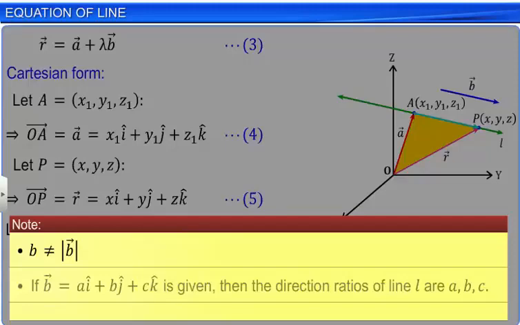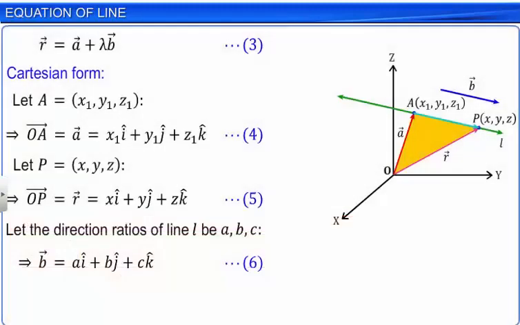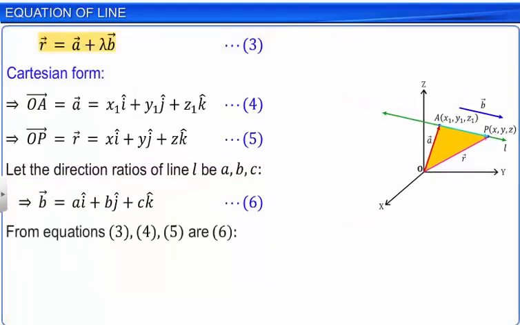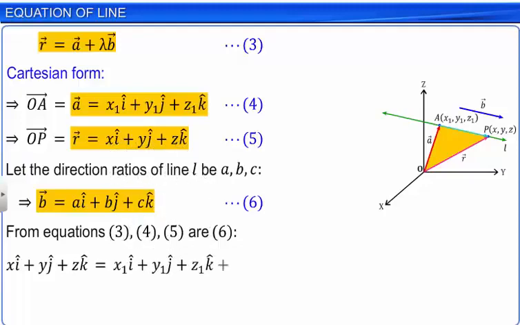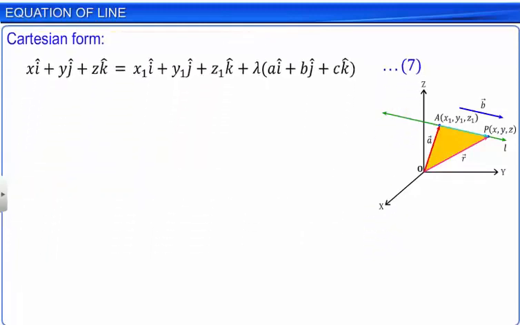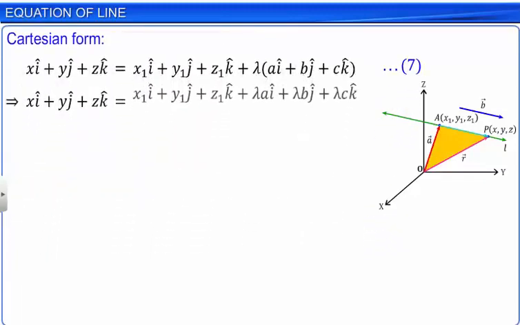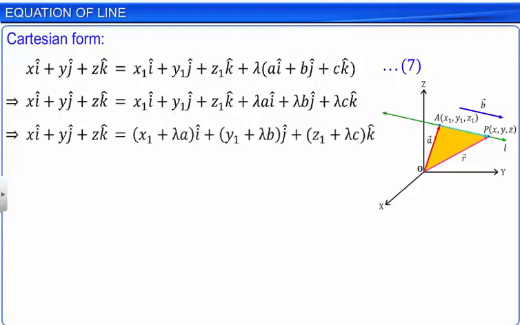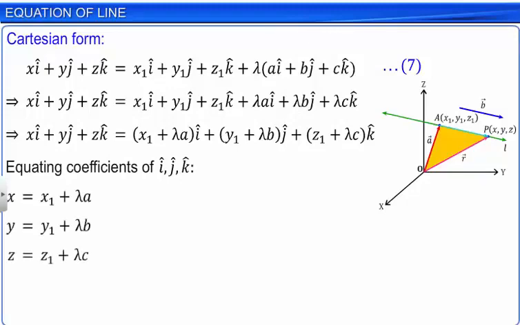Also note that if vector B is given in its component form, then we can find the direction ratios of line L as shown. Substituting the values of vectors A, R and B from equations 4, 5 and 6 in equation 3, we get equation 7. Simplifying equation 7 and equating the coefficients of unit vectors i, j and k, we get the equations for x, y and z as shown.